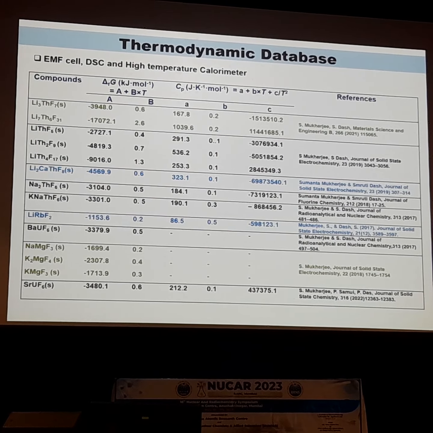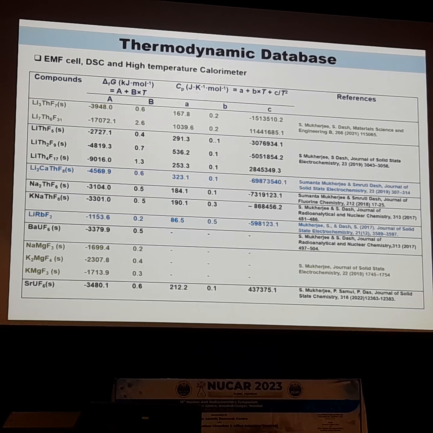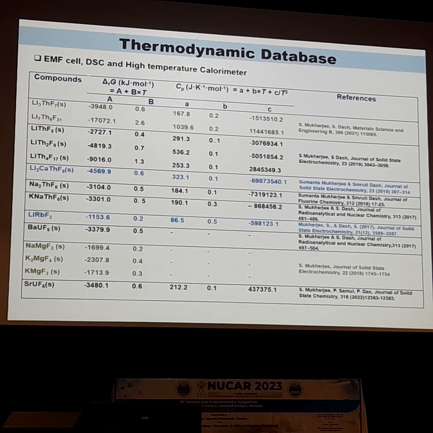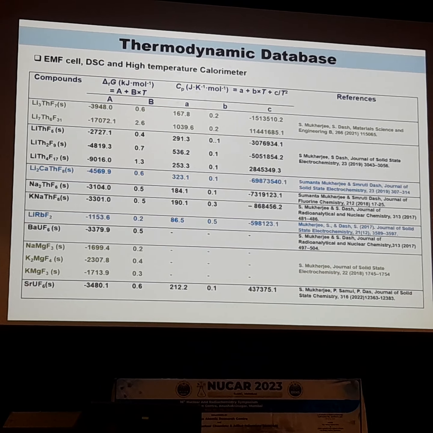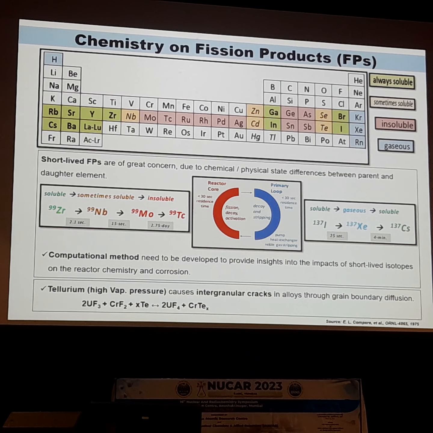This is the thermodynamic database we have produced in our lab, using EMF cell, differential scanning calorimeter, and high temperature calorimeter. Now when uranium-235 and uranium-233 undergo fission, a lot of fission products are produced, as you know.